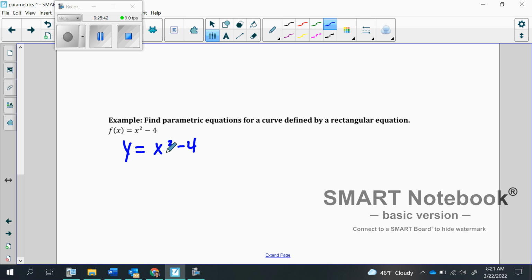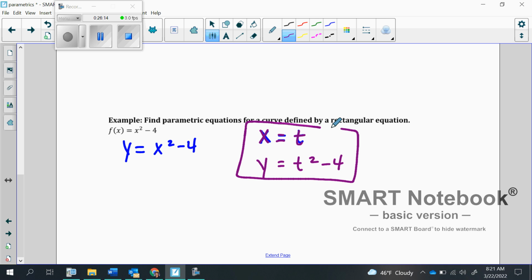So what's the easiest way to do this? The easiest way to do this is define x just in terms of t very simply. So our first equation would just be x equals t. Okay? So if x is equal to t, it's almost like working backwards to what we did before. What does that mean y would equal? Well, you can replace x with t. So that means that y would equal t squared minus 4.